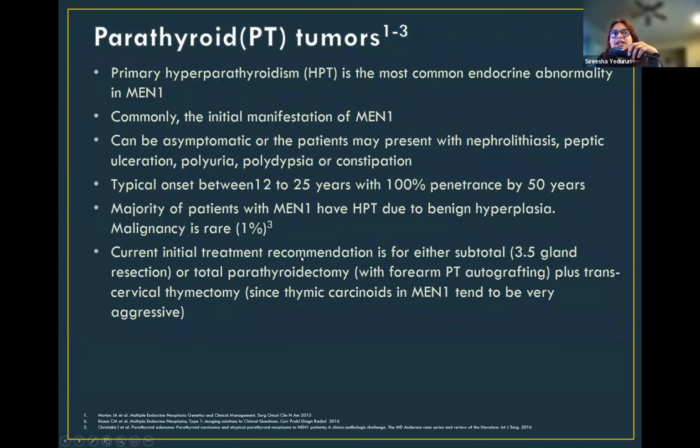And the current initial treatment recommendation for these patients with parathyroid hyperplasia is a subtotal parathyroidectomy, which is where 3.5 glands are resected, or a total parathyroidectomy. They take out all 4 parathyroid glands and put one in the forearm, autografting. And at the same time, the recommendation is to do a transcervical thymectomy. The reason being that thymic carcinoids in general are believed to have a very aggressive course. So while the patient undergoes parathyroidectomy, the recommendation is to do thymectomy also.